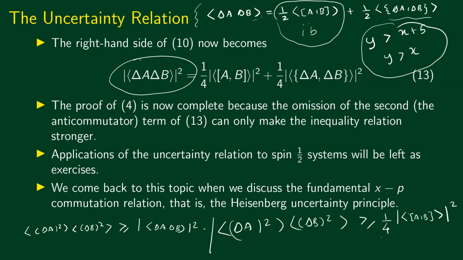So compatible observables can have simultaneous measurement outcomes. In other words, compatible observables can have simultaneous measurement outcomes without any uncertainty. This is something that we'll discuss again. So this is our generalized uncertainty relation. We can call this a generalized uncertainty relation.